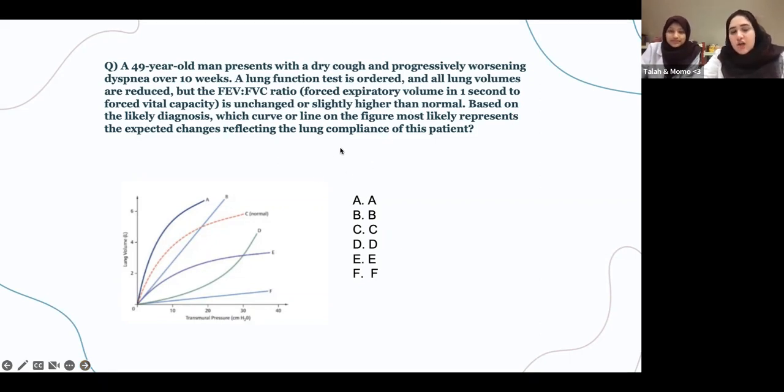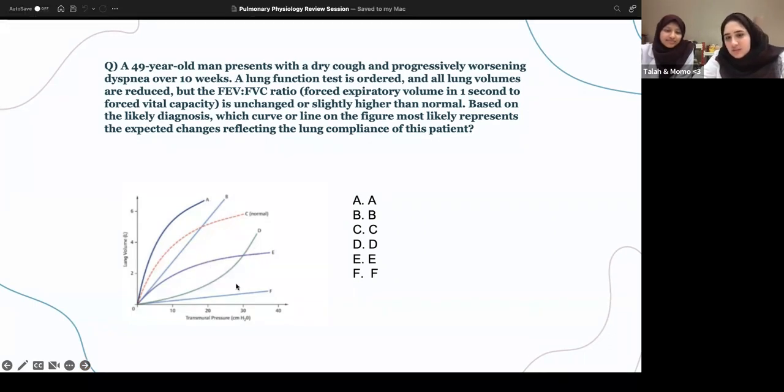restrictive, it's not obstructive. So in restrictive diseases, usually the compliance is decreased. So we will definitely look at anything that is decreased. So it's probably going to be E, and it's not going to be A or B because it's increased. And D, you can see that it's actually increasing, even though it's below it, you can see over time it's increasing.